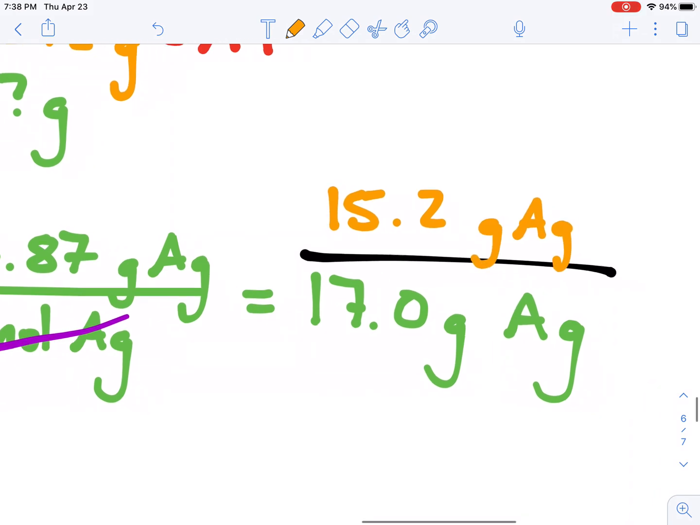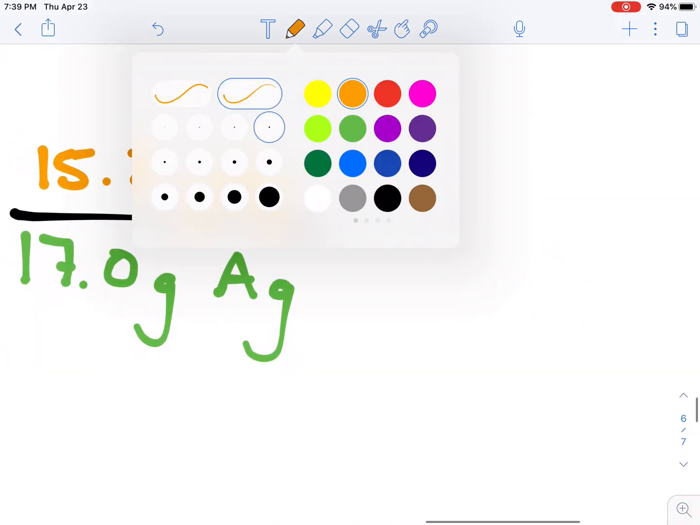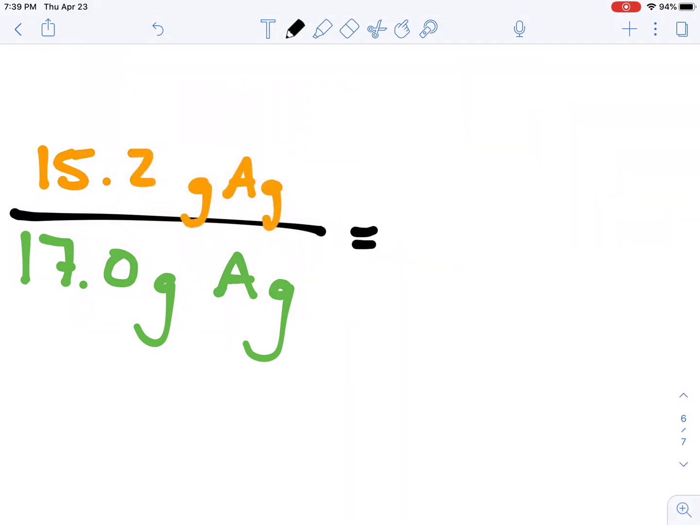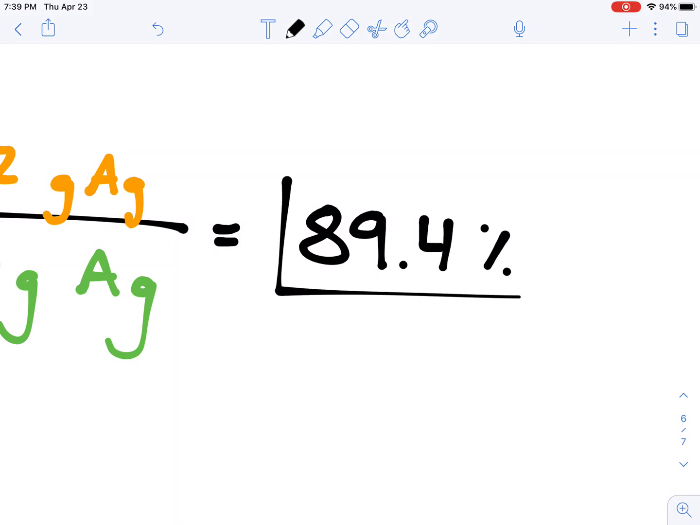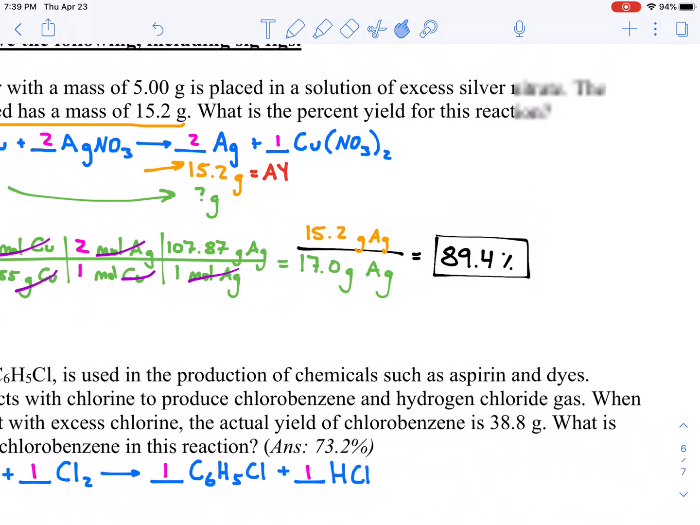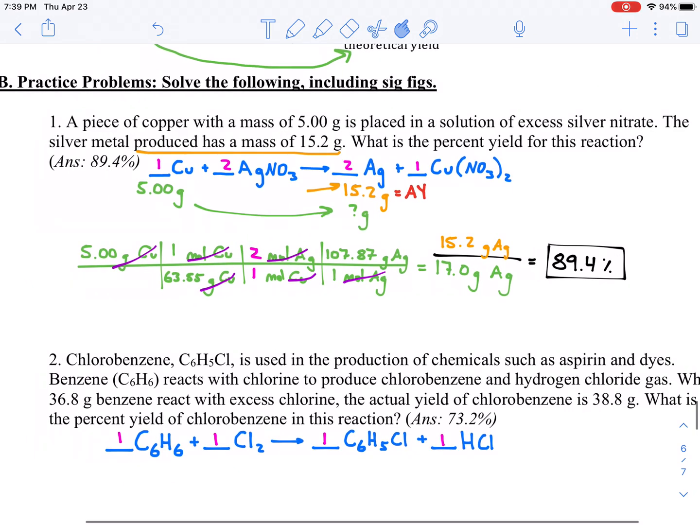When we do that math, we're going to get 0.894, but when you actually multiply by 100 to make it a percent, you get 89.4%. So you'll notice that we made 89.4% of the silver that we theoretically could have been able to make based on our starting amounts. Sig figs, we started with 3 in both the green number and the orange number, so that's why the black number is having 3 sig figs.